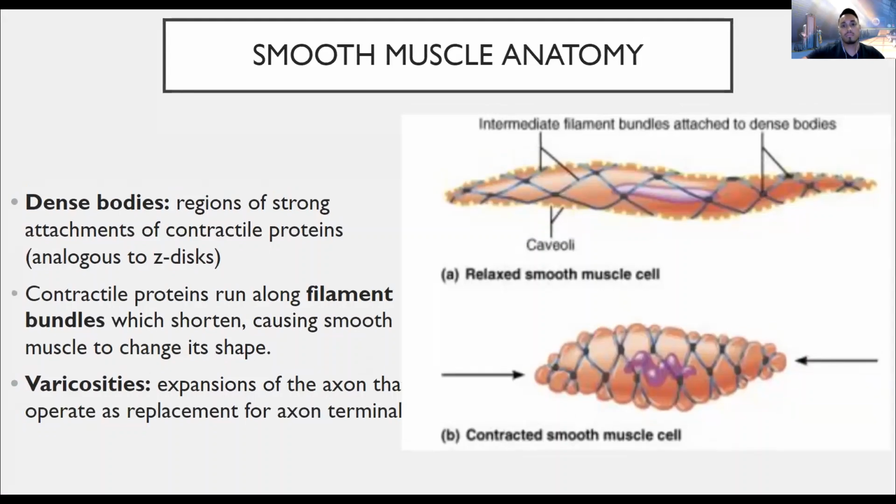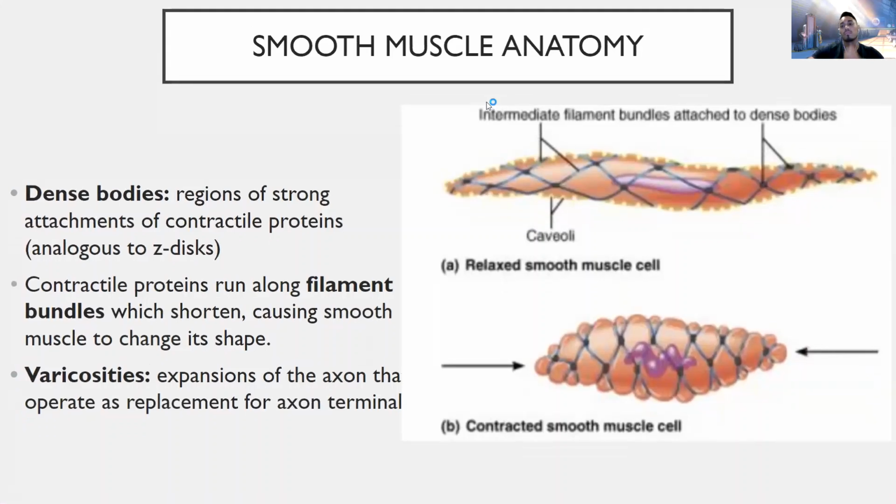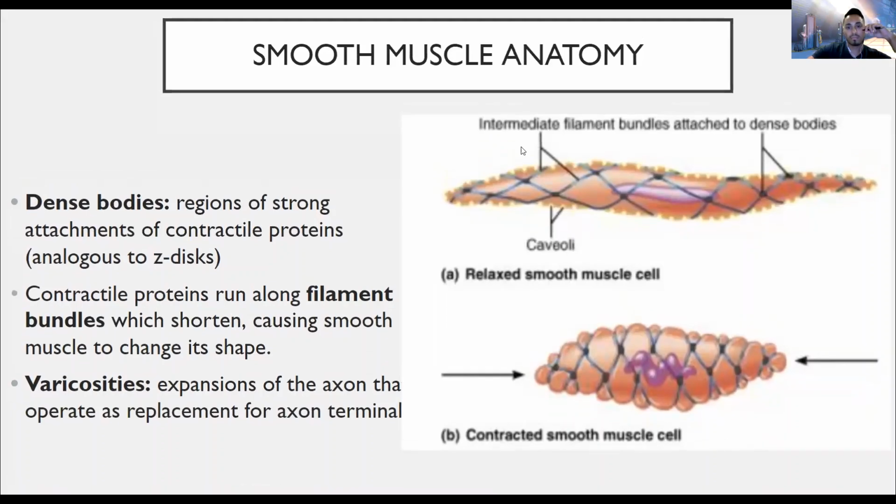varicosities, which are expansions of the axon that operate as a replacement for the axon terminal. I'll talk about varicosities a little bit more when we describe single unit and multi-unit smooth muscle.